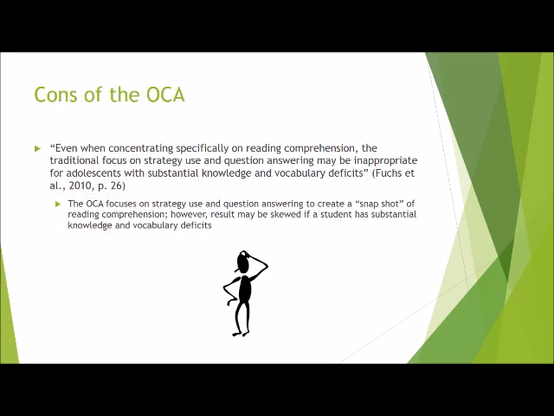The largest area of weakness with the OCA is the assessment format. The assessment has students plan for questions that the reading passage may address. However, we can see from research in this area that question answering may be inappropriate for adolescents with substantial knowledge and vocabulary deficits. So while the OCA focuses on strategy use in question answering to create a snapshot of reading comprehension, the results may be skewed if a student has substantial knowledge and vocabulary deficits.